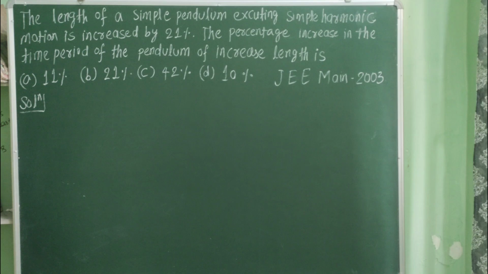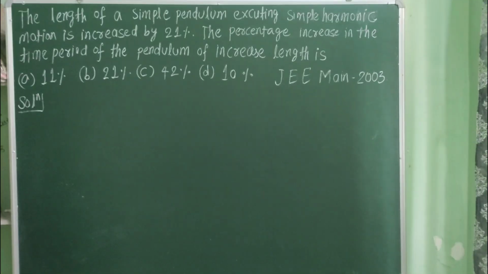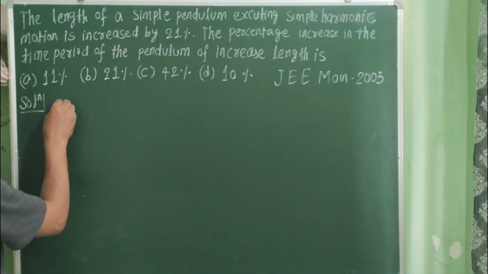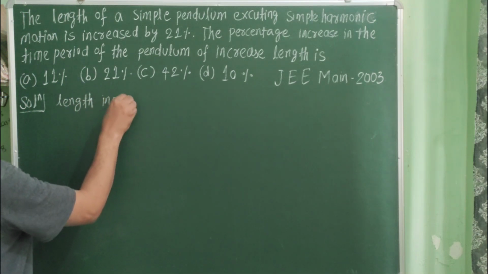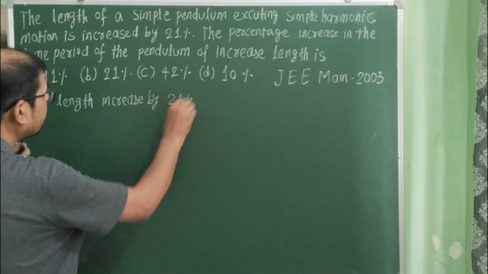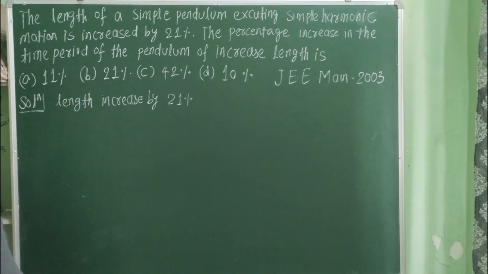Today I will discuss a very important question taken from simple harmonic motion. This question was asked in JEE Main 2003. The length of a simple pendulum executing simple harmonic motion is increased by 21%. The percentage increase in the time period of the pendulum of the increased length is 11%, 21%, 42%, or 10%.